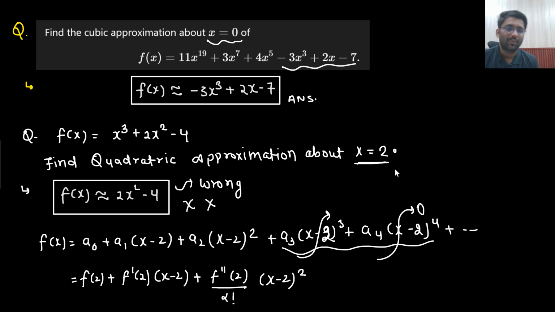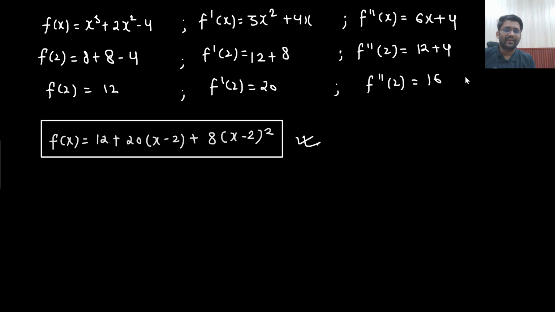So I will have to apply the formula. What does the formula say? Find out the value of f of 2, f dash 2, f double dash 2 divided by 2 factorial. All these values you find out, then put down these values and you will get the answer. So f(x) we have, f dash x, f double dash x: x cube plus 2x square minus 4, then 3x square plus 4x, then 6x plus 4. Then put the value 2 here: 8 plus 8 minus 4 is 12, then 12 plus 4 is 16 by 2, will be 8. So 12 here, then 20 here, then 16 by 2 will be 8. That's the answer. Understandable? All good?